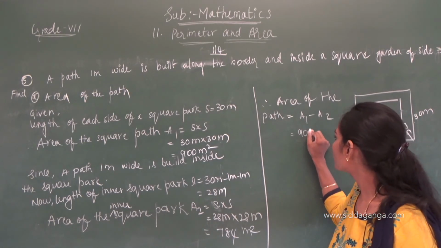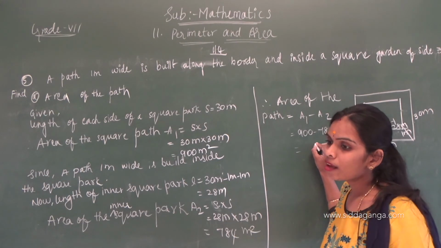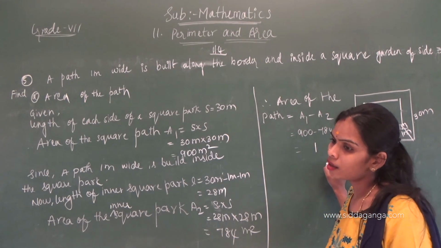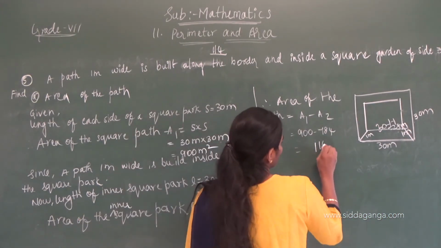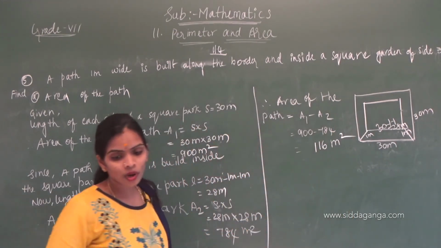900 minus 784. What will the answer be? 116 meters square. Okay, next what they have given?